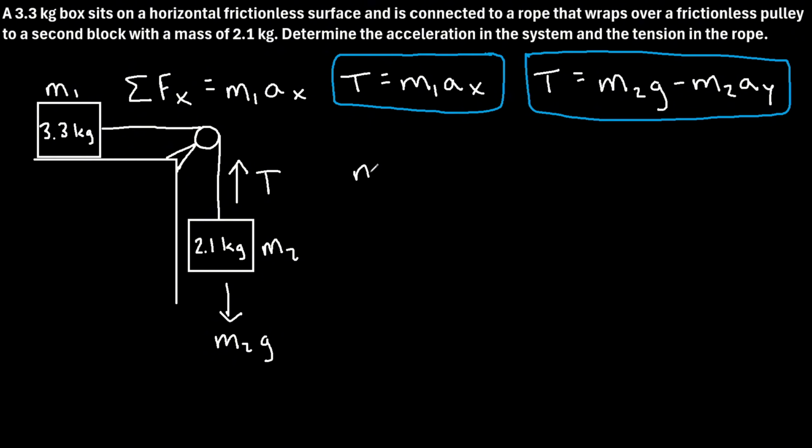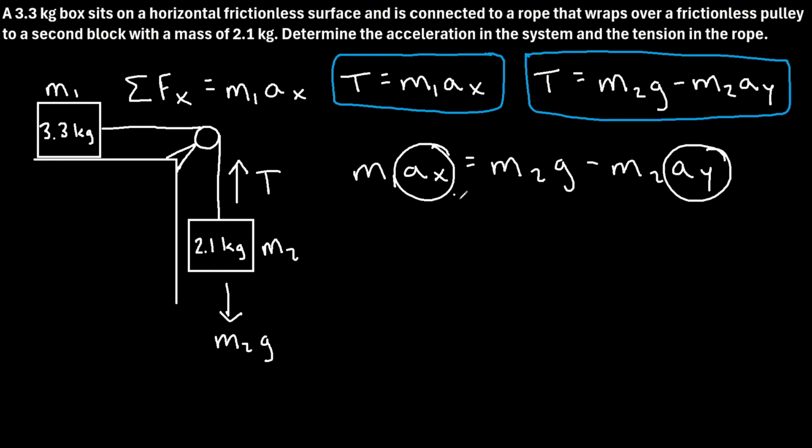So here's what we can say. m1 times acceleration in the x direction is equal to m2g minus m2 times acceleration in the y direction. Now, one important insight is that the acceleration in the x direction and the acceleration in the y direction must be equal, because these two blocks are connected by a rope. So they are going to have the same acceleration as they're moving. So instead of writing a sub x and a sub y, we can just write a, because they're going to be equal.